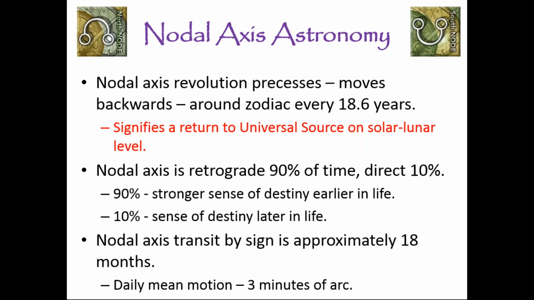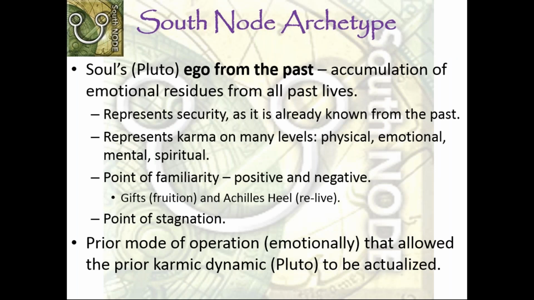The nodal axis transits each sign of the zodiac for approximately 18 months. The South Node is the soul's ego from the past. It's the accumulation of all the emotional residues from all our past lives. It represents security, and karma on every level: physical, emotional, mental, spiritual. It's a point of familiarity, both positive and negative.